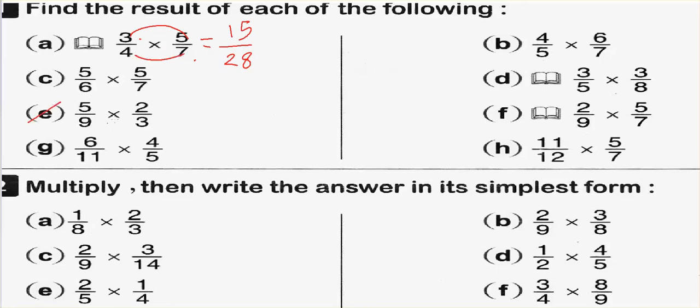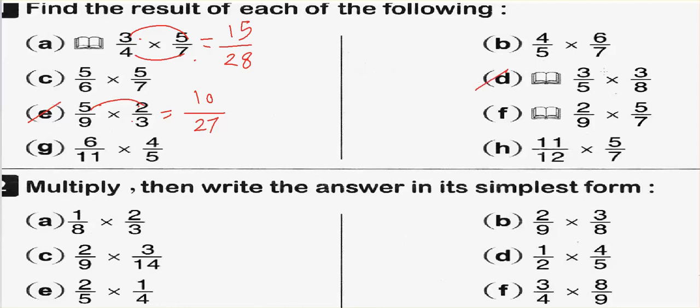Letter E, 5 over 9 times 2 over 3. 5 and 3, there are no common factors between 5 and 3. 5 over 3 is in the simplest form, and also 2 over 9 is in the simplest form. We multiply numerators. 5 times 2 equals 10. 9 times 3 equals 27.